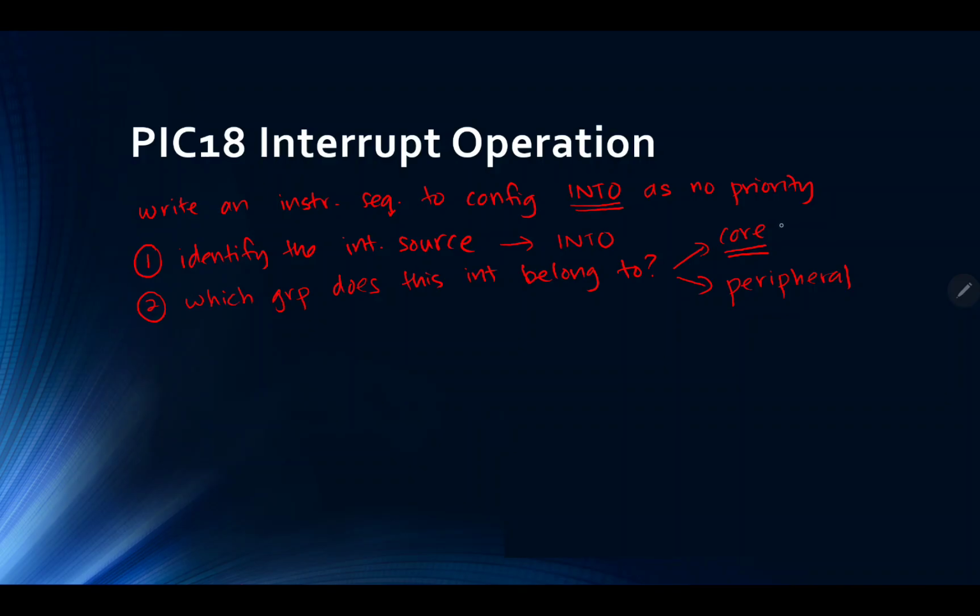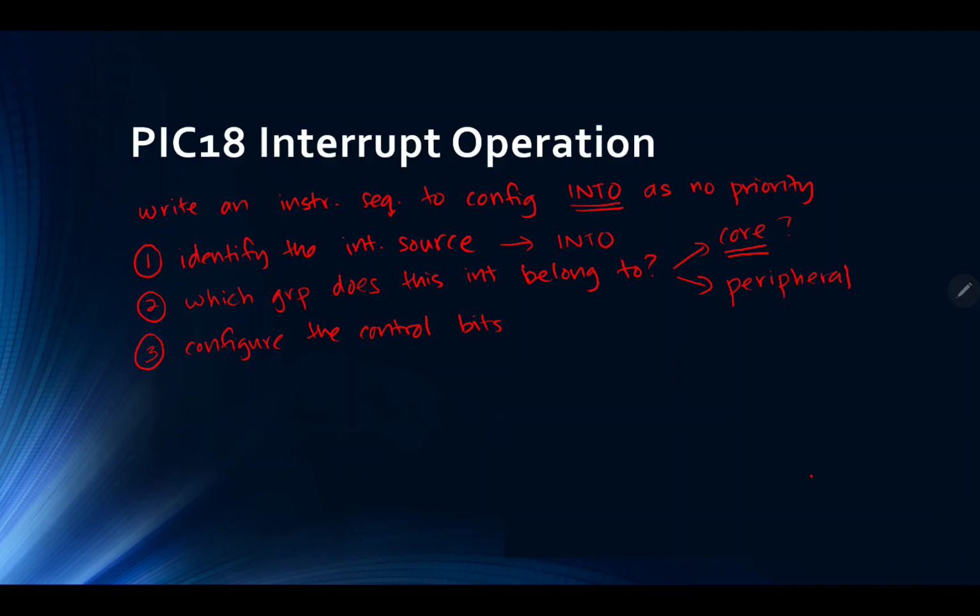Why do we need to identify which group it belongs to? Because the next step is we want to configure the control bits. Based on the group, whether it's core or peripheral, then only will we know where the control bits are. Okay.